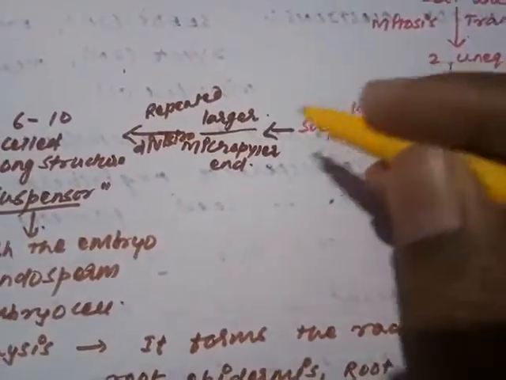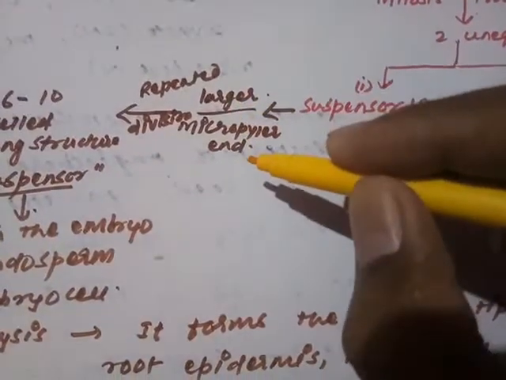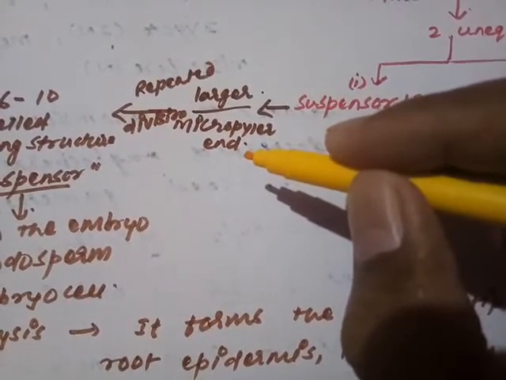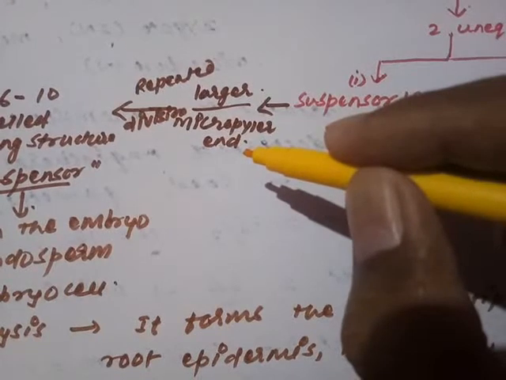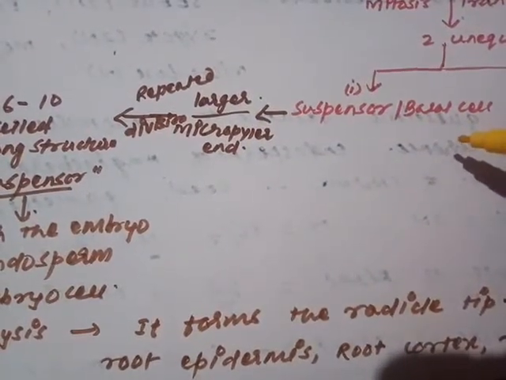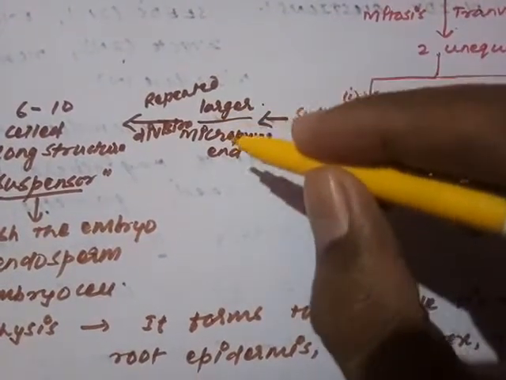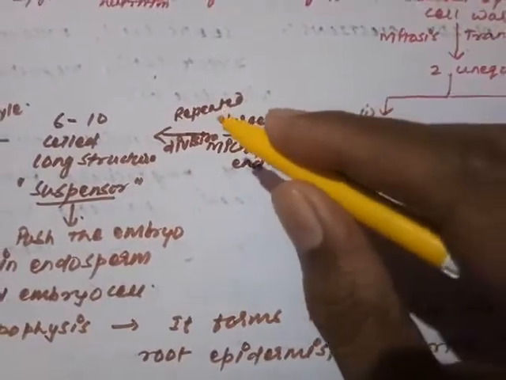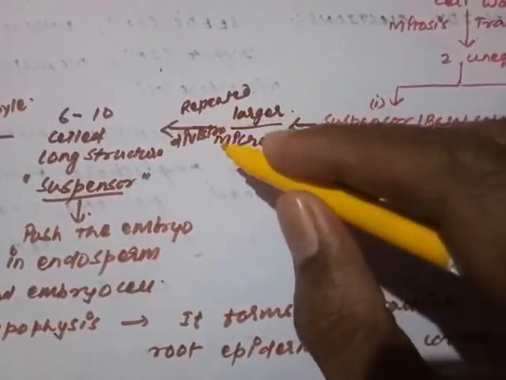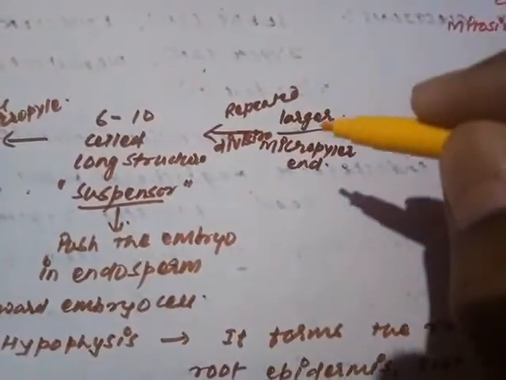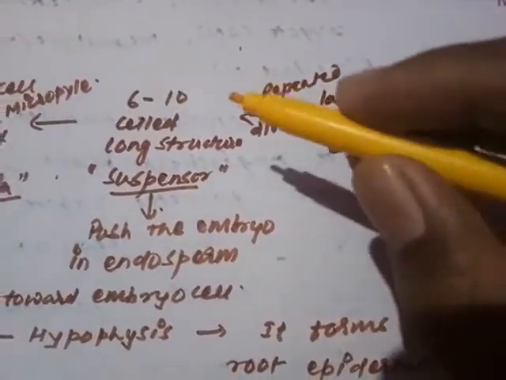The basal cell or suspensor cell is the larger cell lying on the micropylar end. So two cells are produced, one larger, one smaller. The larger cell lies toward the micropylar end, and that cell is called the basal cell or the suspensor cell. It now undergoes repeated division. What kind of division? Mitotic division, since the complete embryonic development involves mitotic division only.